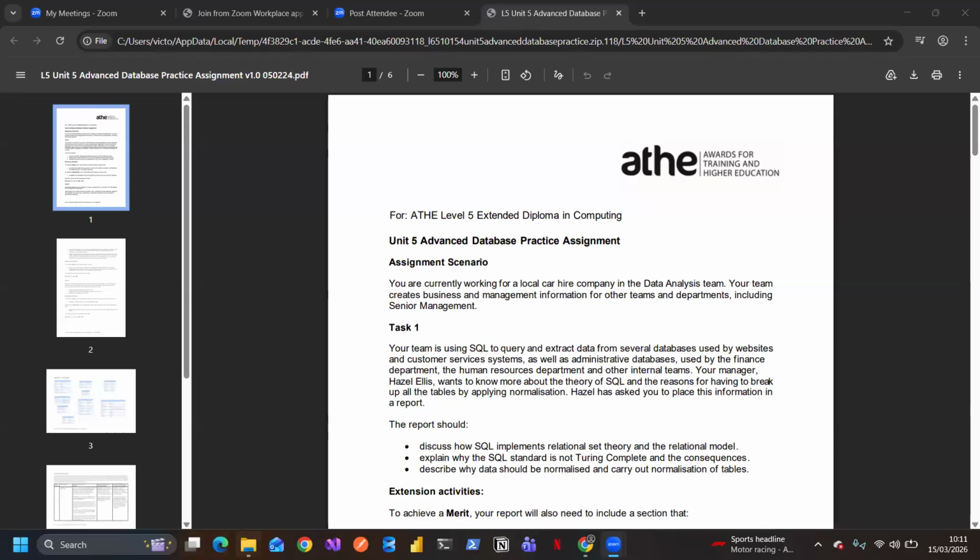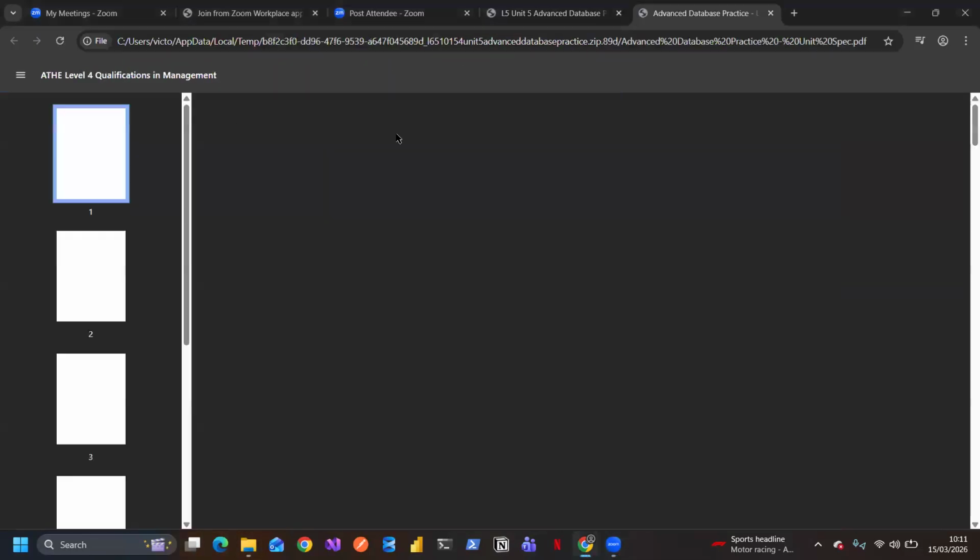And then we get the unit specification as well.